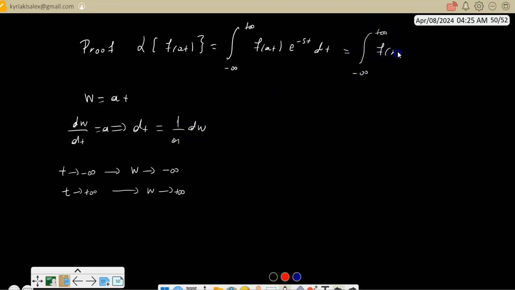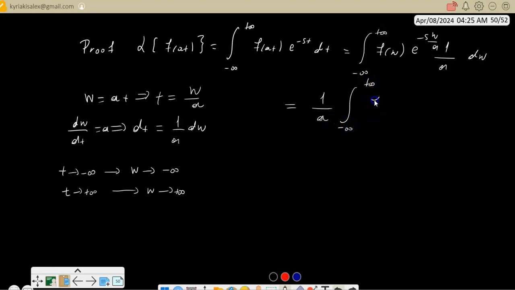Now here I put f of w e to the minus s, and from here t is the fraction w divided by a, and of course dt is 1 over a dw. I can take 1 over a outside, and I have the integral from minus infinity to infinity of f of w e to the minus s w over a dw, or I can write this in the following way.